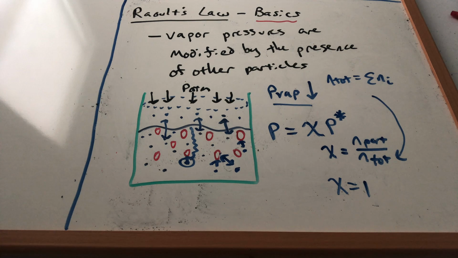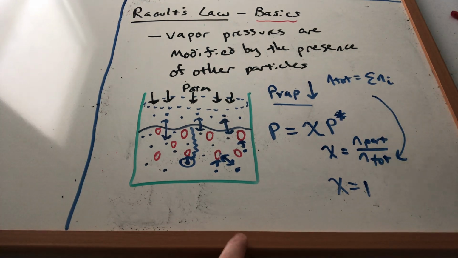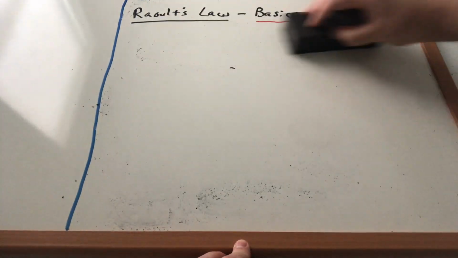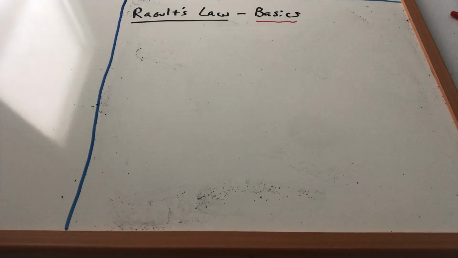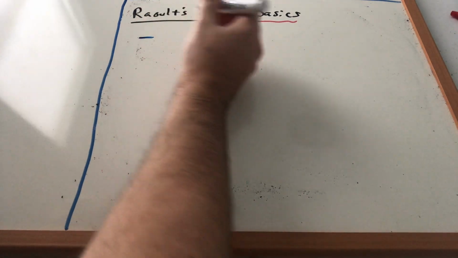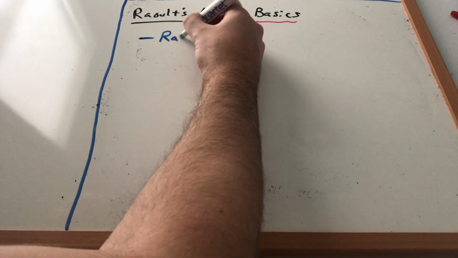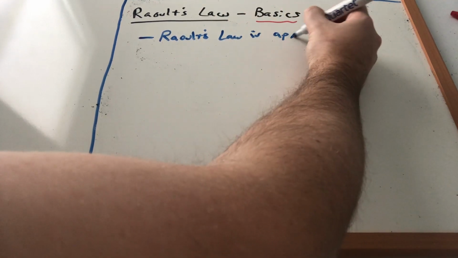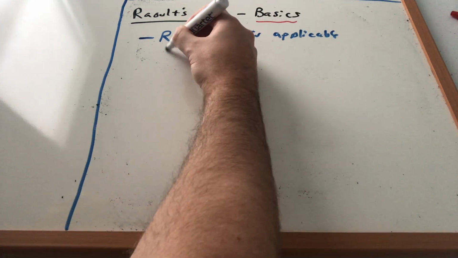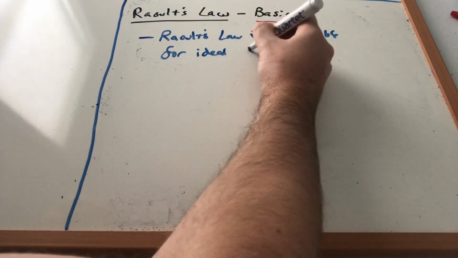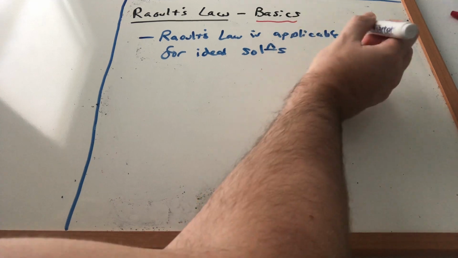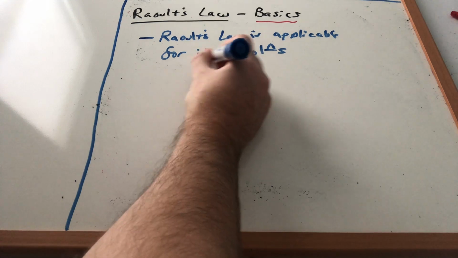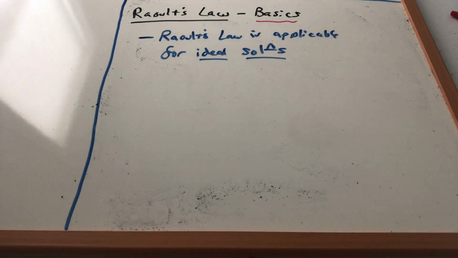So this is Raoult's law, but it's an empirical thing related to a certain type of solution. Raoult's law is applicable for ideal solutions. It's an experimental observation that works for these solutions that we're going to call ideal. Ideal solutions are not ideal gases. We're talking about a mixture of liquids here.